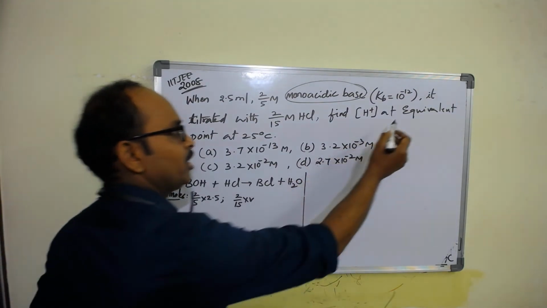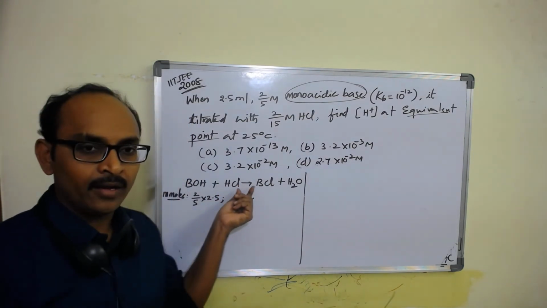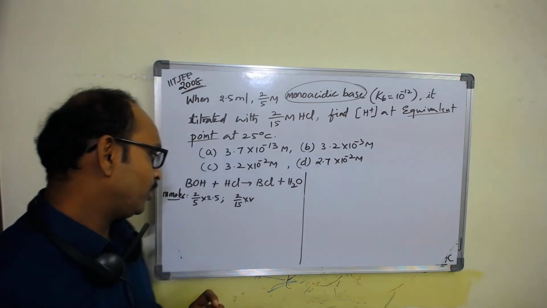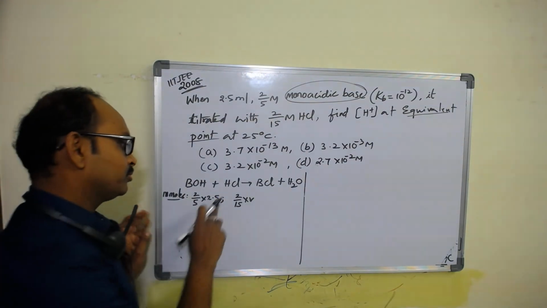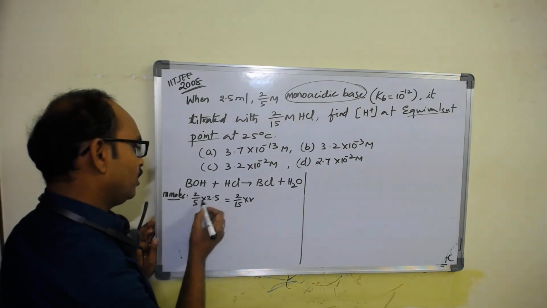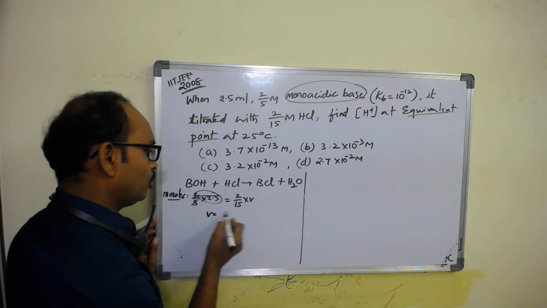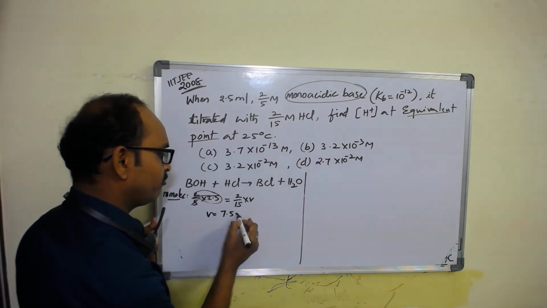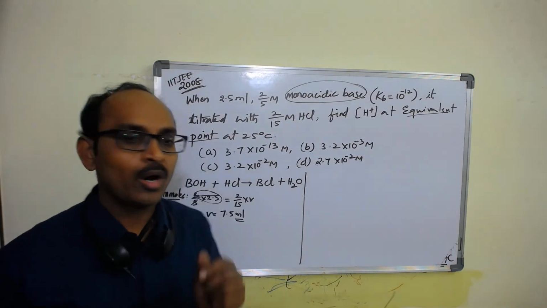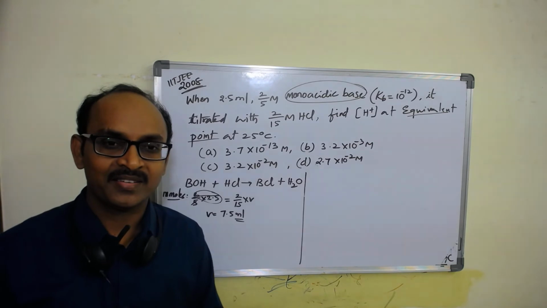So what is this equivalent point? The point at which the number of equivalents of acid and base are both equal. Because both are equal, I will equate these two and get this V. 5 by 5 will be 1. So V is equal to 15 by 2, that is 7.5 ml. So the volume of HCl required to react with this base is 7.5 ml.